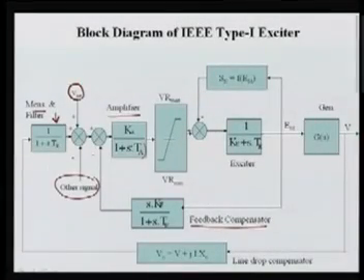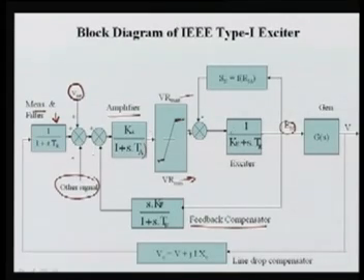This amplifier will have some limiting value, so its output cannot be more than VR max and cannot be less than VR min. If it is violating its limit, then we have to take the limiting value. If the output is more than the maximum, we set it at the maximum; if it is less than the minimum, we set it at the minimum. Finally it is given to the exciter. The exciter transfer function is 1 over Ke plus S Te, and this output is nothing but EFD.